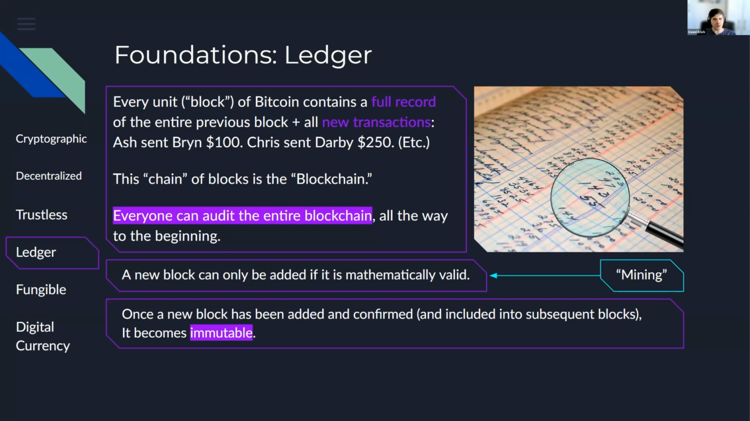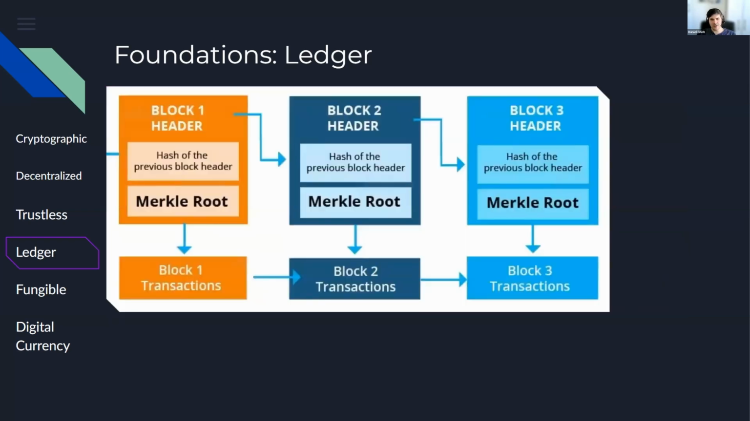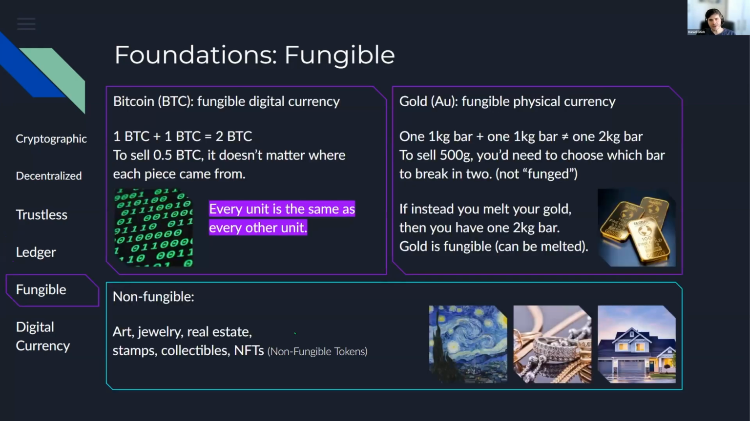And thirdly, once a new block has been added and confirmed and included into the subsequent blocks, it is absolutely immutable. It can never be changed at all for any reason. So these three components make the blockchain a very secure ledger. And just to give you a visual of what I mean, here you see that each subsequent block includes the previous block inside it. The Merkle root is basically the hash function. And just to illustrate.